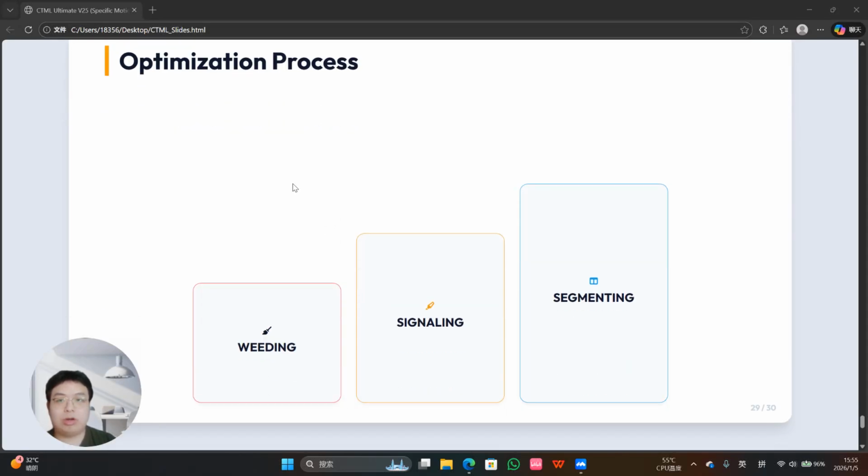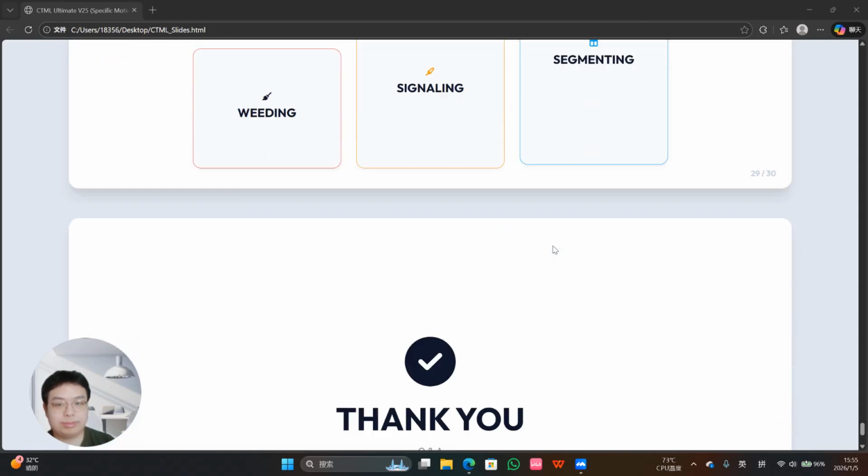Now let's look at the optimization process. If you are making a video, please follow this three-step optimization method. Reading. First, cut out all fluff and irrelevant decorations. The signaling. Next, add highlights and arrows to guide attention. And the third one is segmenting. Finally, break long videos into short knowledge clips.